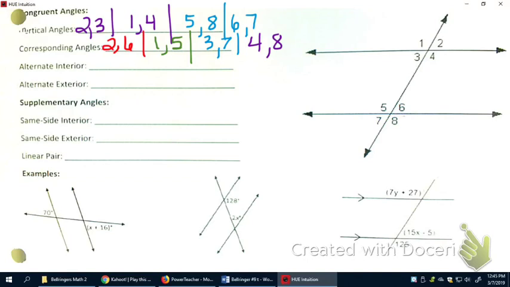Okay. Alternate interior. 3 and 6. And then I heard 4 and 5. Alternate interior, there's only 2 pair. On the others, there were 4 pair. Okay. Alternate exterior. 1 and 8. And 2 and 7.